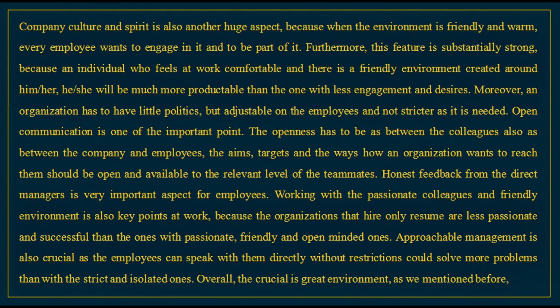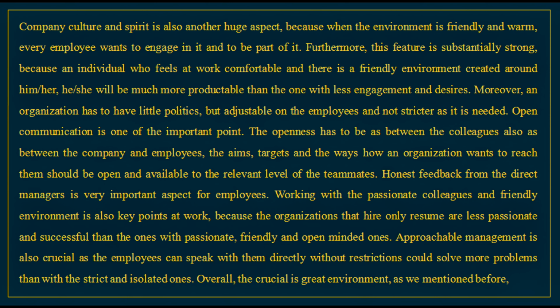Moreover, an organization has to have little politics, adjustable to the employees, not structure, as is needed. Open communication is one of the important points. The openness has to be between colleagues, and also between the company and employees.